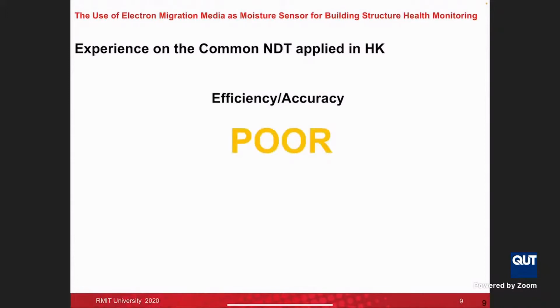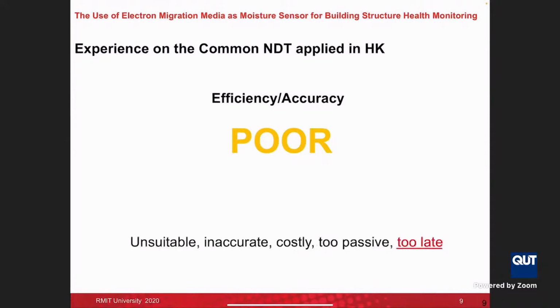For example, the moisture meter just measures the surface moisture content. It's not representing the condition of a whole reinforced concrete, because it is a concrete mass. But the moisture meter just measures the surface moisture content. It's some kind of indication to the engineer, but not the full picture.